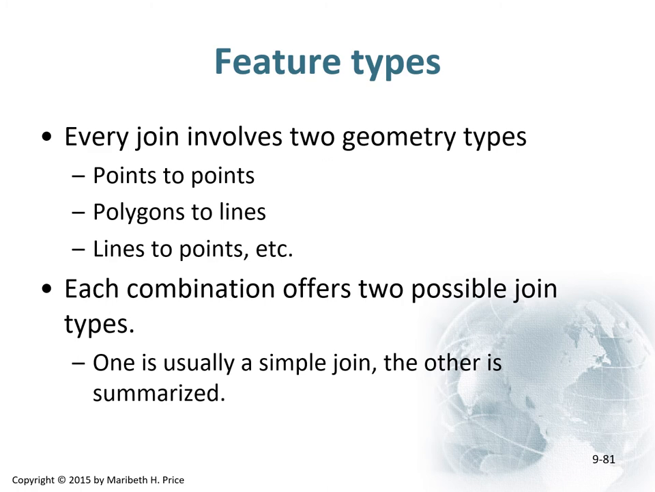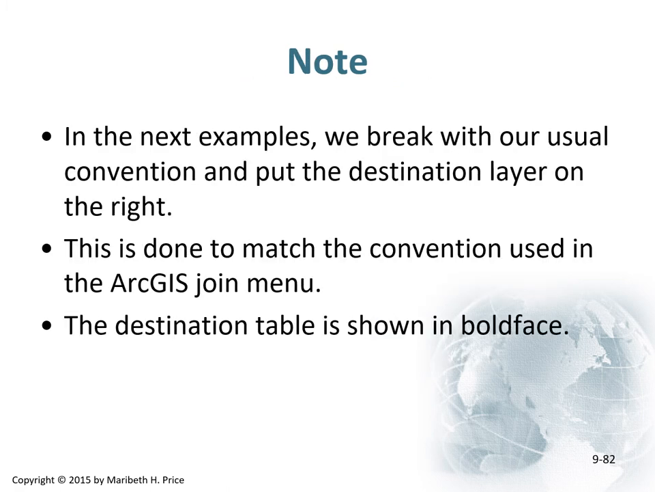When we look at feature types, it's important to remember that every join involves two geometries, okay? They can be the same, like points to points, or they can be different, like polygons to lines, or lines to points. But when you have a combination like that, it offers two possible types. One is usually a simple join and the other is summarized. So you've got to decide what it's going to be based on what you need.